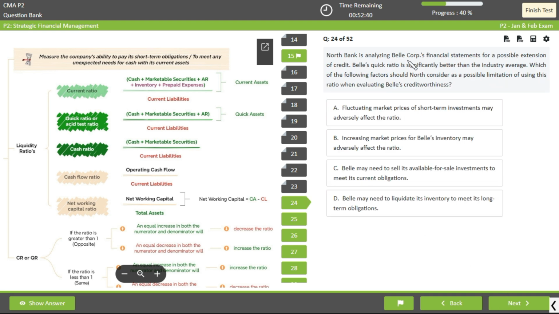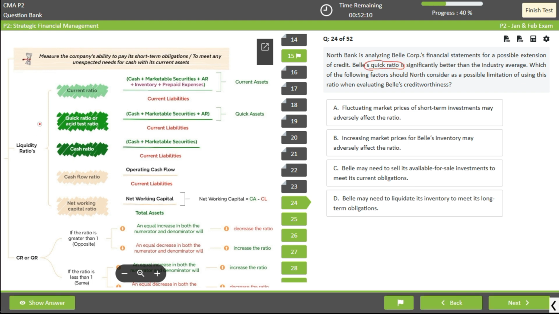North Bank is analyzing Bellis Corporation financial statements for a possible extension of credit. Bellis quick ratio is significantly better than the industry average. Which one of the following factors should not be considered as a possible limitation of using this ratio when evaluating Bellis creditworthiness? See, what they are focusing on, they are focusing on quick ratio.